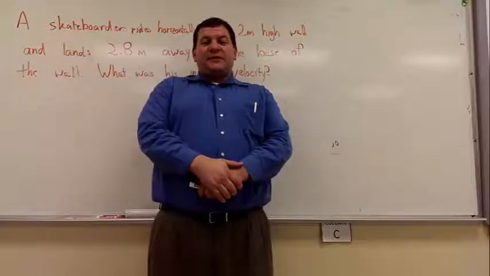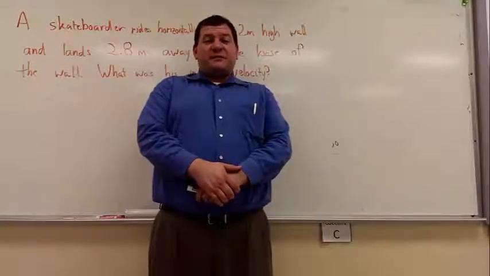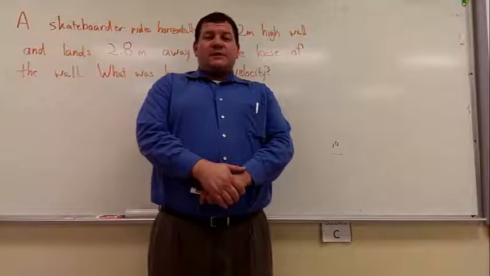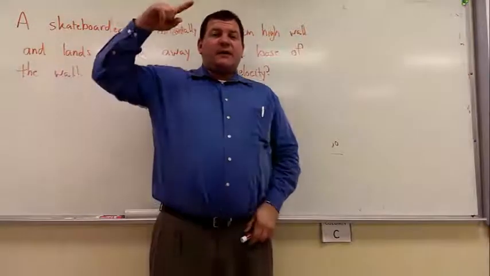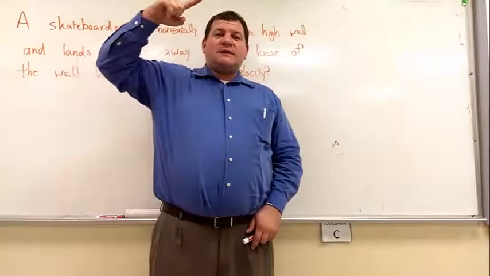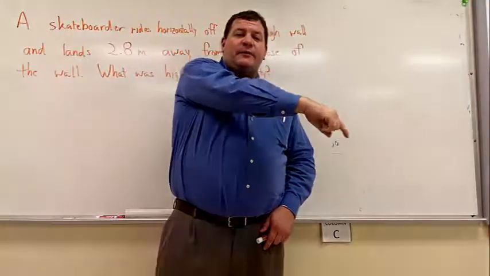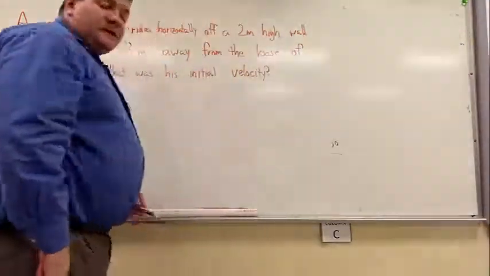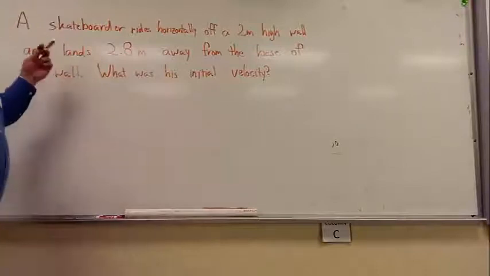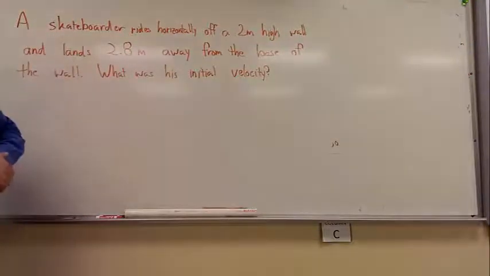In this video, I'm going to be showing you how to solve horizontal projectile problems. With a horizontal projectile, the object starts out at a high spot, goes horizontally off that, and is carried downward. Let's look at the problem. A skateboarder rides horizontally off a 2-meter high wall and lands 2.8 meters away from the base of the wall. What was his initial velocity?